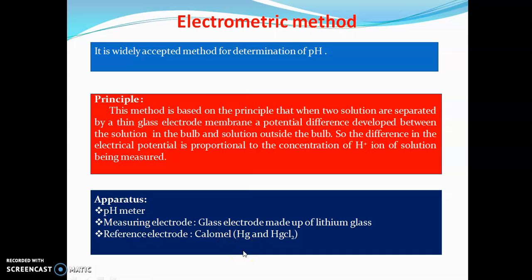The reference electrode used is a calomel electrode, and it has a glass envelope that contains a glass tube containing calomel, that is mercury and mercurous chloride, which is bathed in a solution of potassium chloride, and the reference electrode provides a constant potential. When the glass electrode is immersed in a test solution, a potential difference develops between the solution in the glass bulb and the test solution.